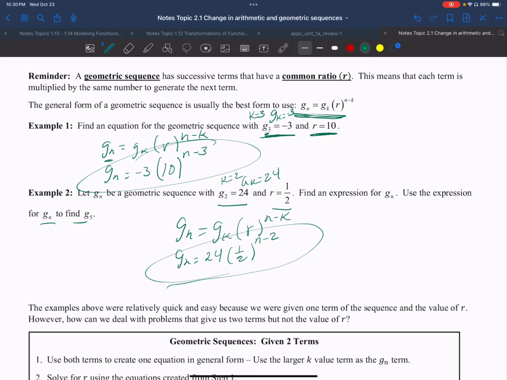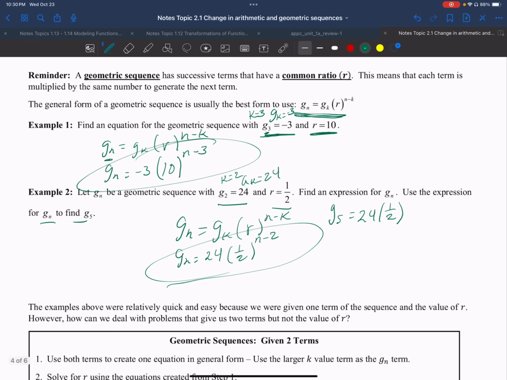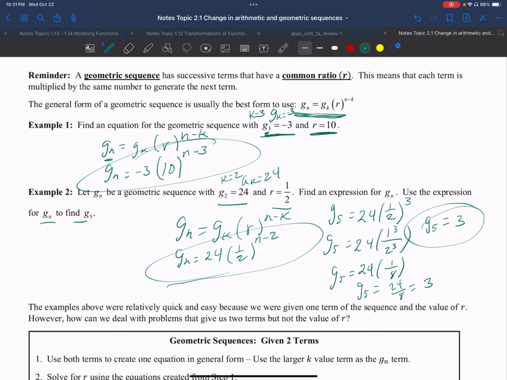So this is my first equation, and then I want g sub 5, which is 24 times 1/2 to the power of 5 minus 2, which is 3. So that will be g sub 5 equals 24 times 1 cubed over 2 cubed. So that'll be g sub 5 equals 24 times 1 over 8. And then g of 5 equals 24 over 8, which is equal to 3. So g of 5 equals 3 will be my second answer.